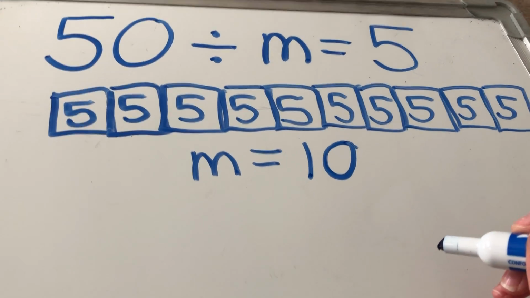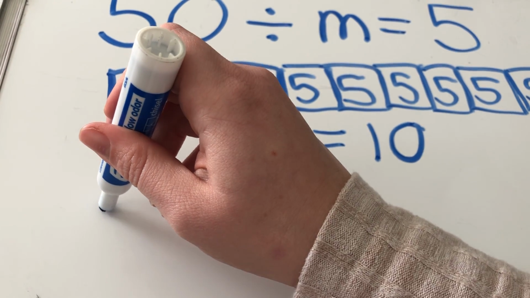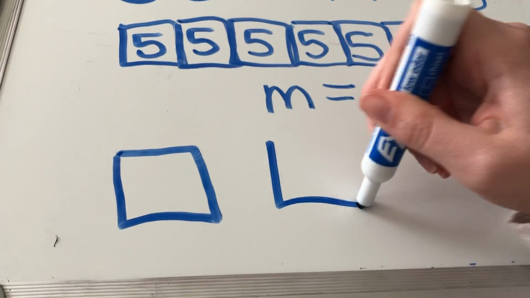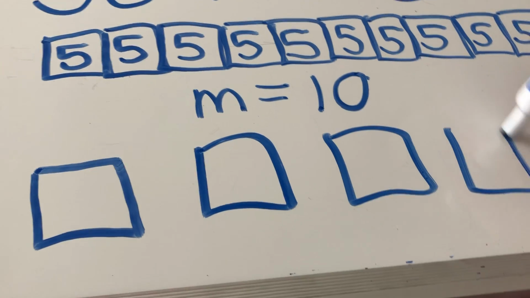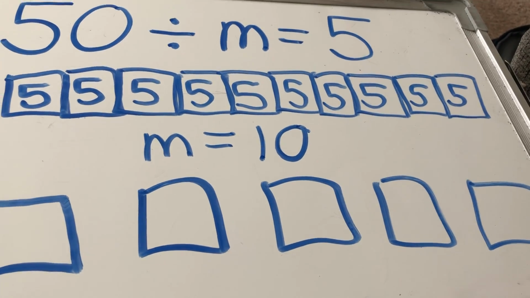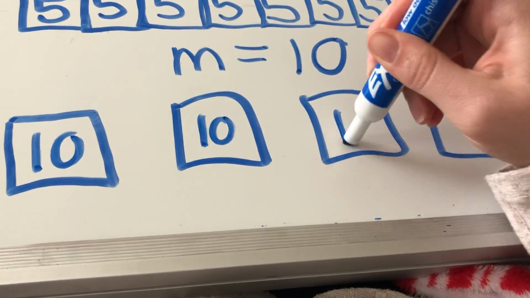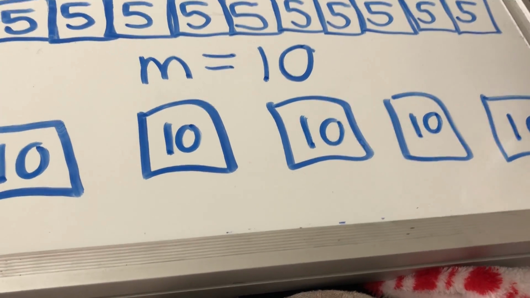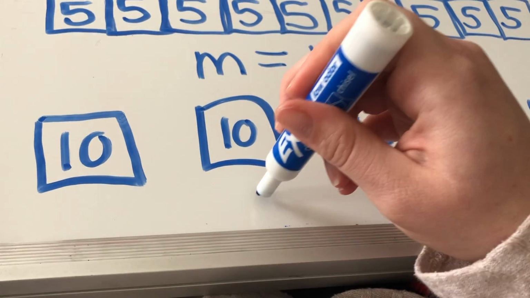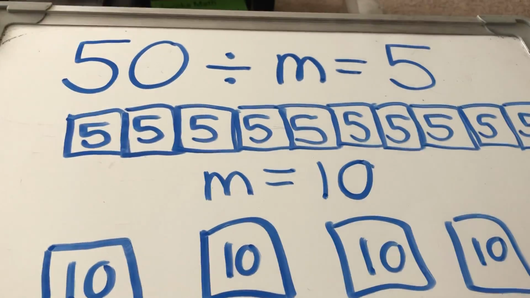Or, here's where that commutative property comes in. I could have just done 50 split into 5 groups, 5 boxes, right, instead of 10. And then when I do that, 10, 20, 30, 40, 50. It's a nice 10 fact to work with. That's another way I could have solved the problem, okay? But either way, the answer, m equals 10.